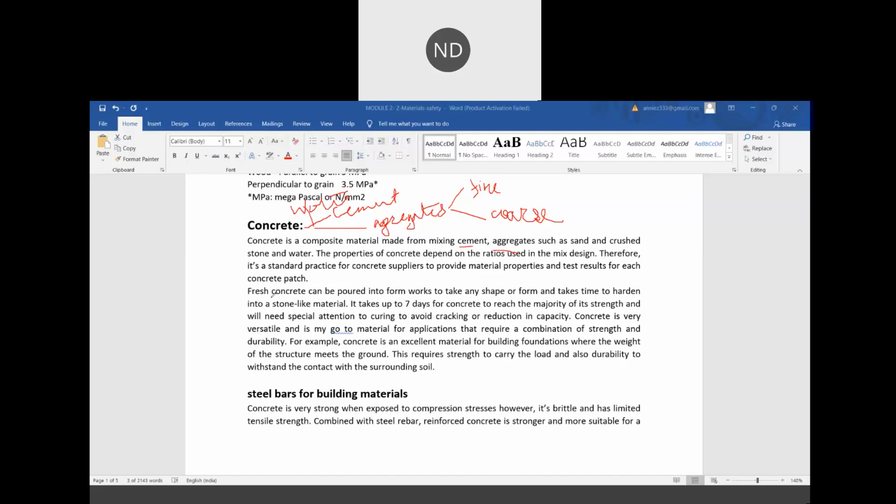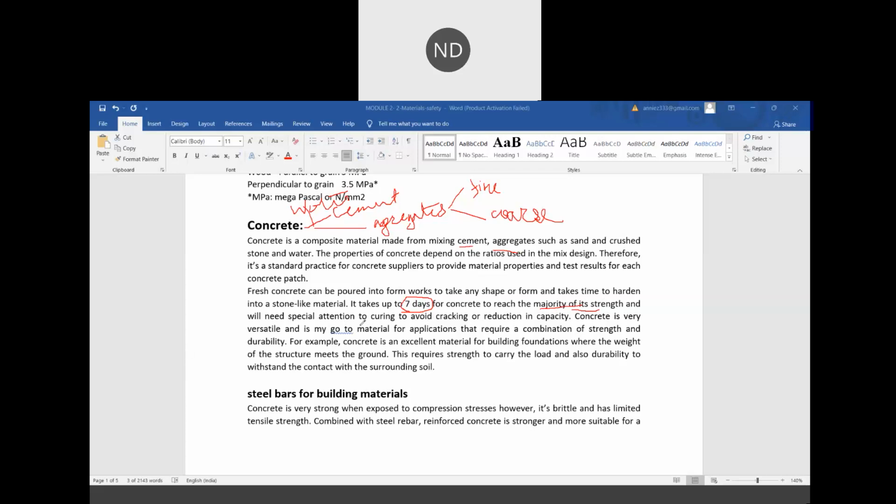See here some of the important points are here, like fresh concrete can be poured into formworks to take any shape to form and take time to harden into a stone-like material. It takes up to 7 days for concrete to reach the majority of its strength. That means the maximum strength is attained after 7 days of the concrete after it is poured. Okay, and it will need special attention and care to avoid cracking or reduction in capacity.